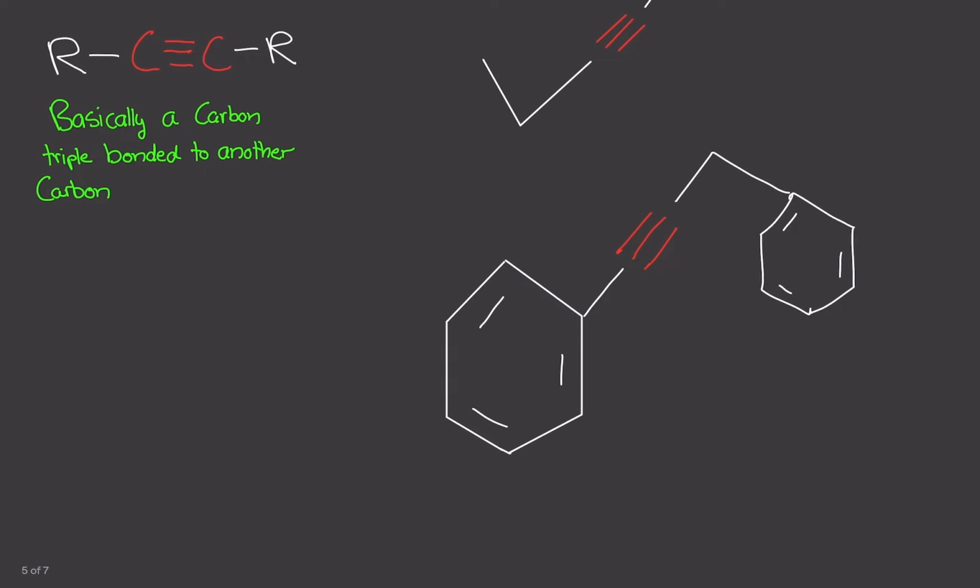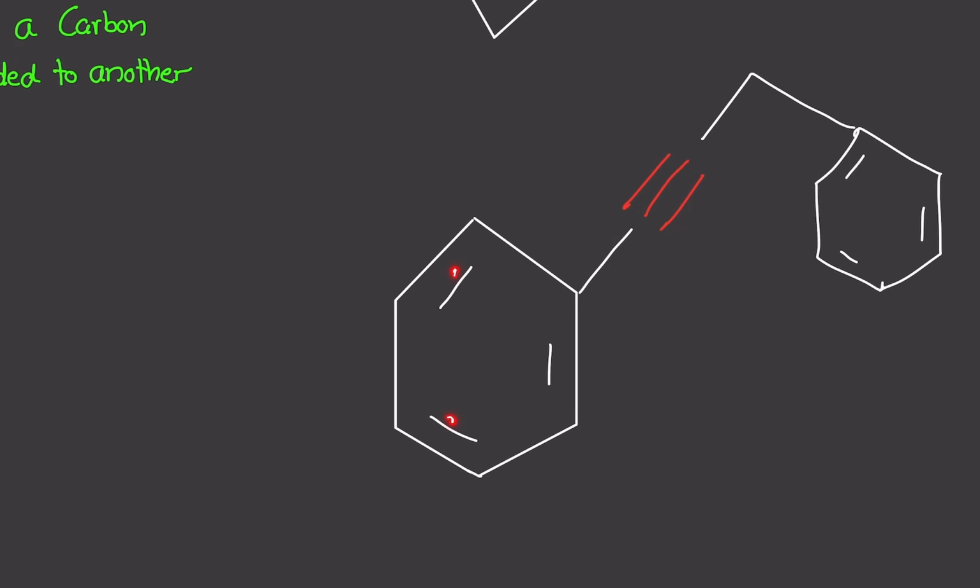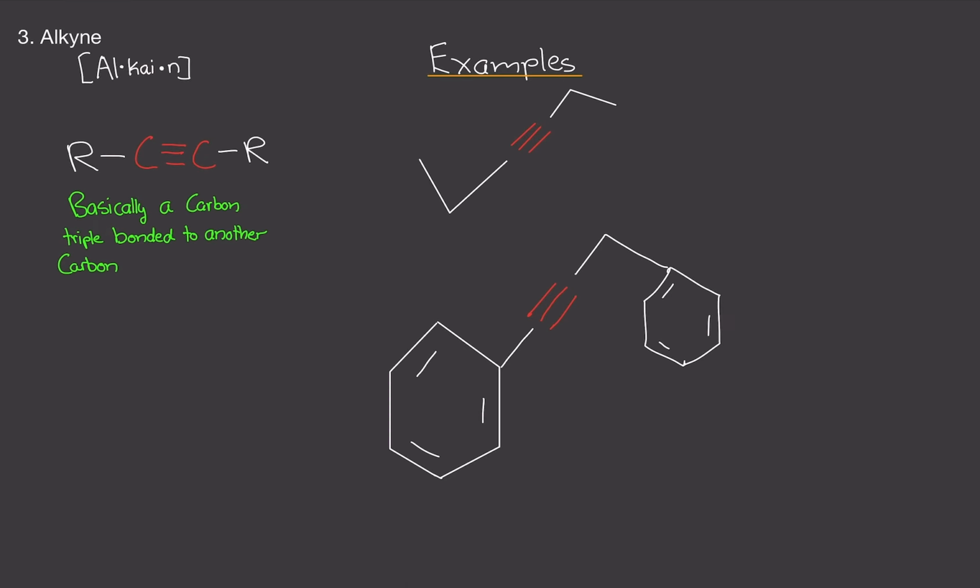So let's actually count these up. So for example, let's say 1, 2, 3, 4, 5, 6. We have 6 alkenes and 1 alkyne. Pretty cool.